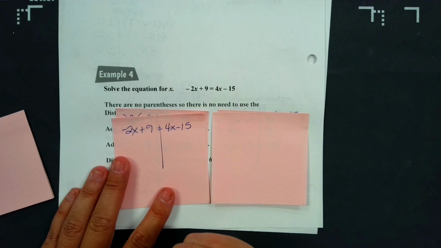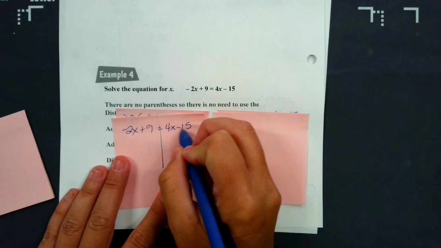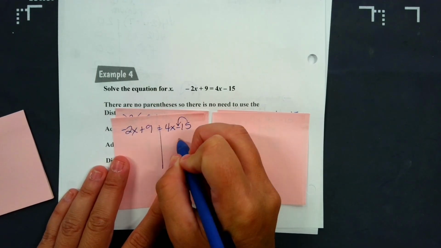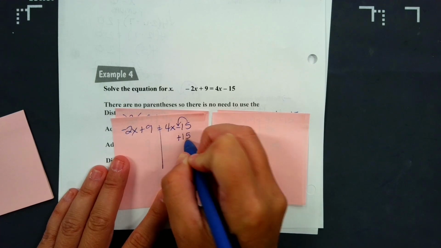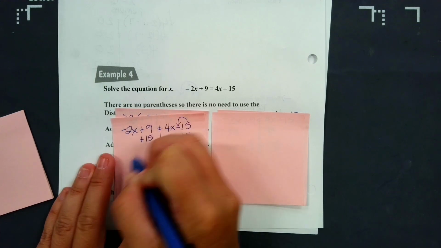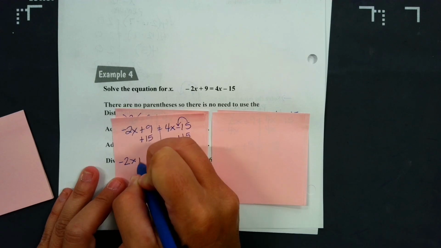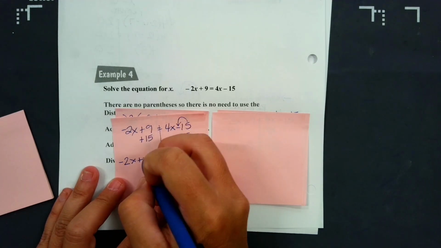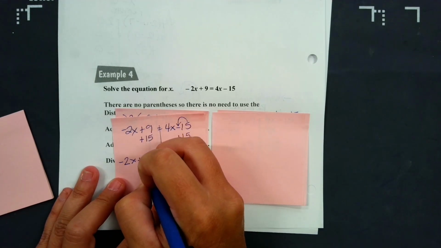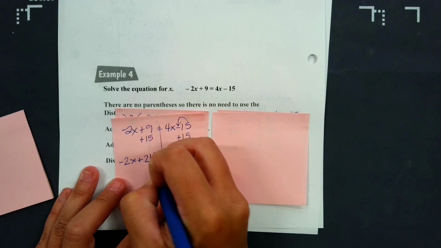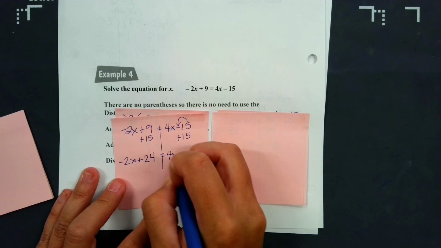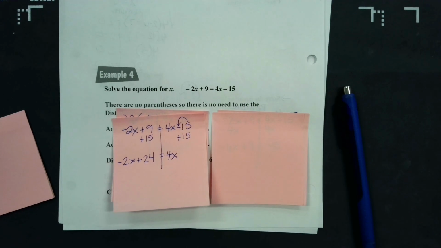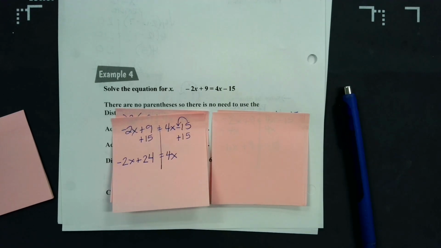I could have got rid of the constants first. This one's negative, so I would have added it. What's 9 plus 15? 24, good job. I don't like getting rid of the constants first. Here's why. Now you have x's left.